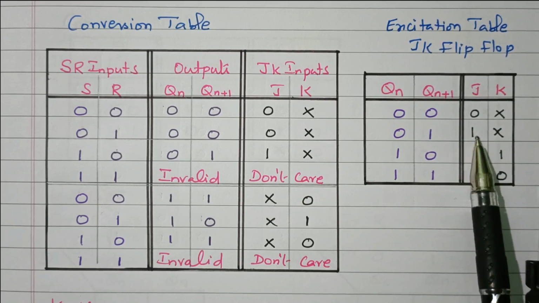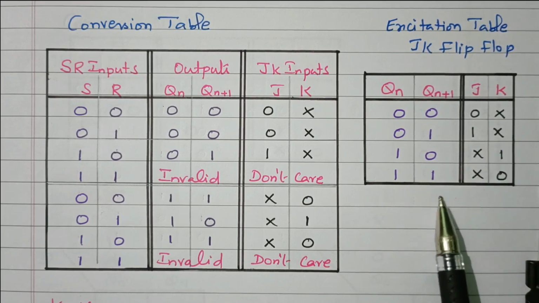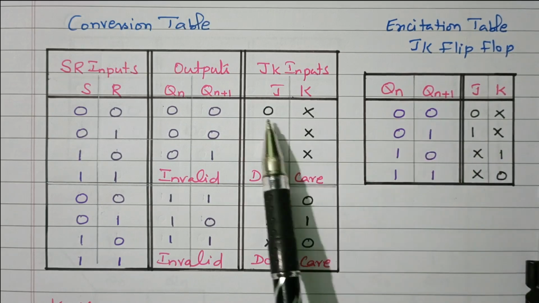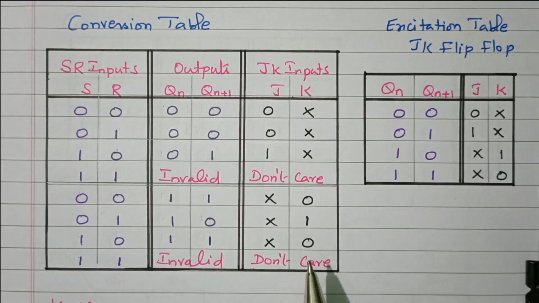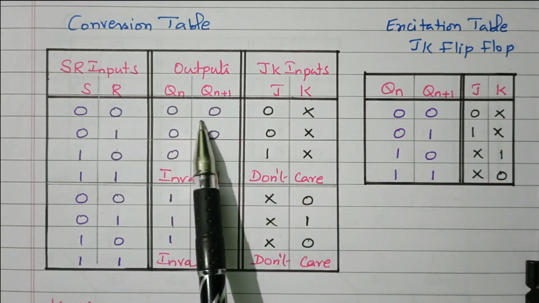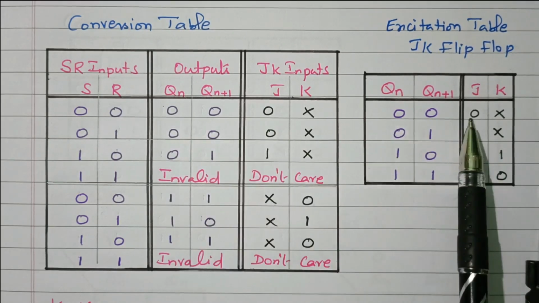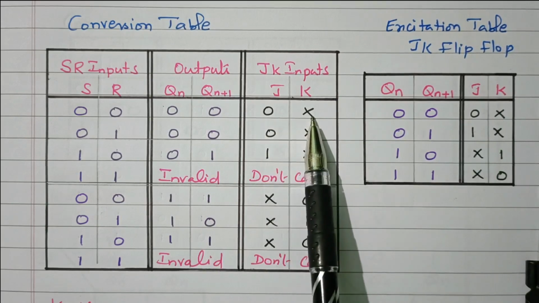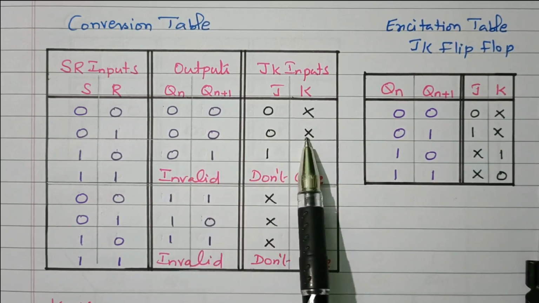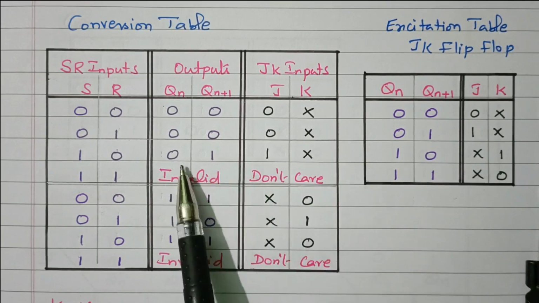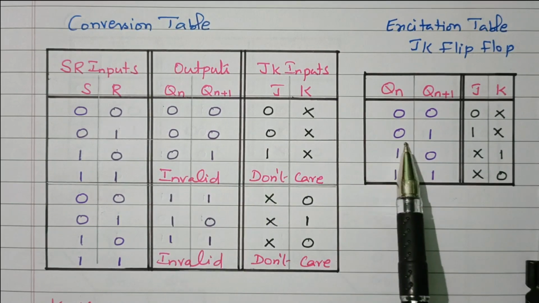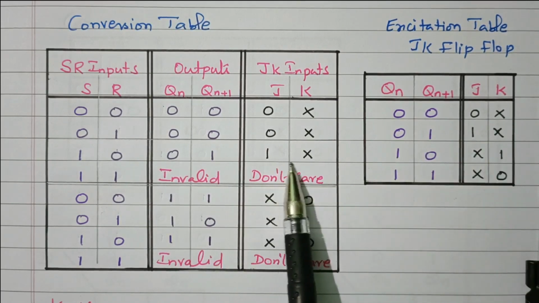0x, x0, 1x, x1. So the JK flip-flop, the separate video is available, the explanation of the JK flip-flop, right? Now based on this, we need to fill this JK flip-flop input. See this, 0, 0 means 0x. Here also 0, 0, so 0x, right? Then 0, 1. 0, 1 means 1x.